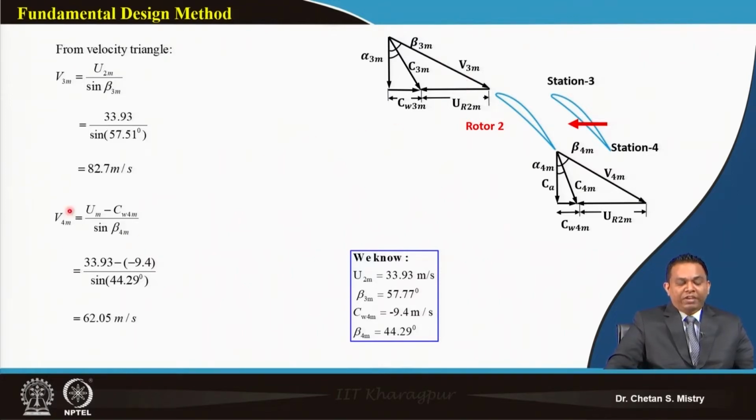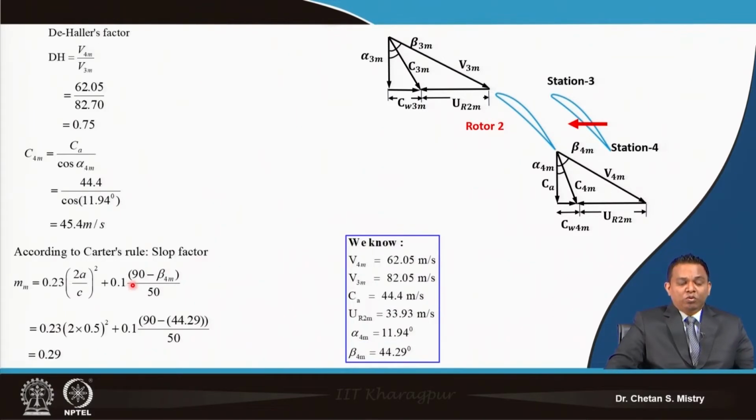Okay, same way we can do our calculation for the V4, that is my exit relative velocity from the rotor 2, and that's what is coming 62.05 meter per second. Okay, once this is known to us, we can do our calculation for de Haller's factor, that's nothing but a velocity ratio, relative velocity ratio, and that's what is coming 0.75.